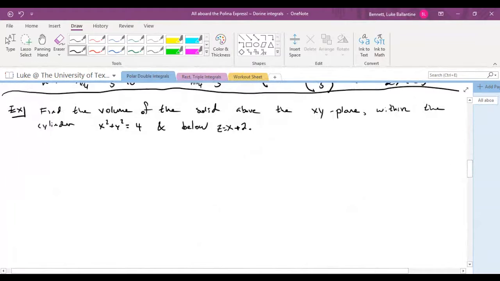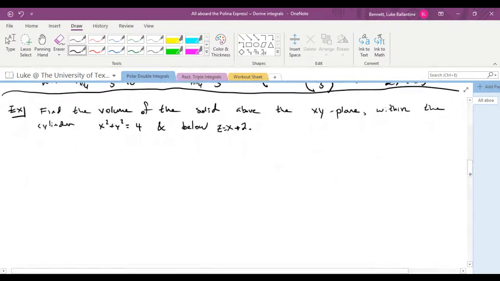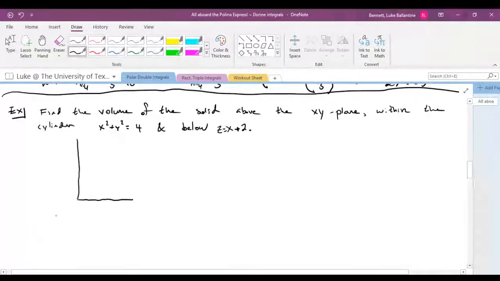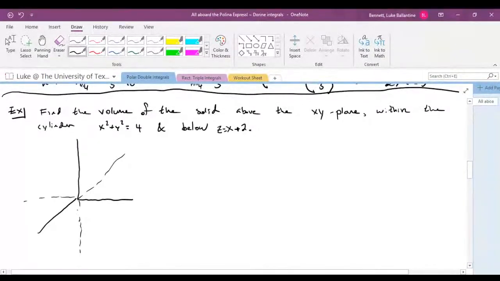Okay. Find the volume of the solid above the xy plane within the cylinder x squared plus y squared equals 4 and below z equals x plus 2. So what do we get? We have the cylinder, radius 2, engulfing z. That's the circle, that's the trace with the xy plane.